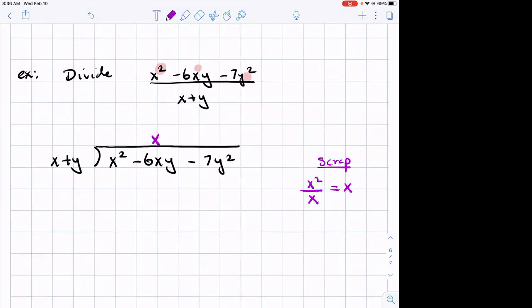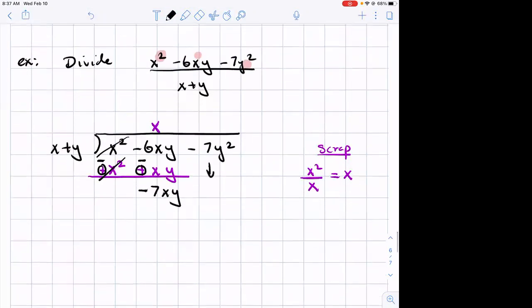Okay. And then we're going to multiply as we did before. So by doing this, x times x becomes x squared, positive, and x times y becomes plus xy. And don't forget, you have to change the signs to their opposite. So minus 6xy minus xy becomes minus 7xy. Okay? Plus x squared minus x squared cancels. And immediately after you finish combining, you must bring down.